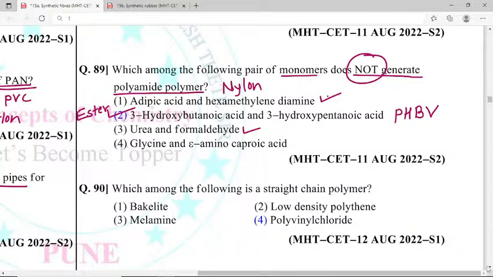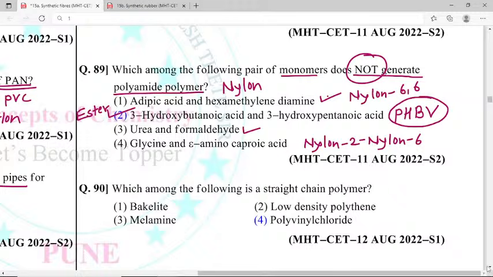Yes, this is very important. This is called nylon 2 nylon 6. Then adipic acid and hexamethylene diamine give nylon 6,6, and the urea formaldehyde resin also contains the polyamide linkage. So what is the answer here? PHBV. PHBV does not contain the polyamide linkage, it contains the ester linkage. So the answer is option number two.